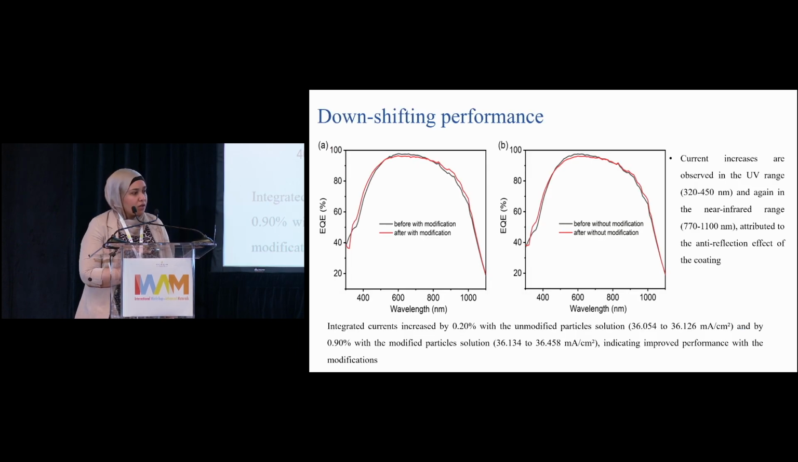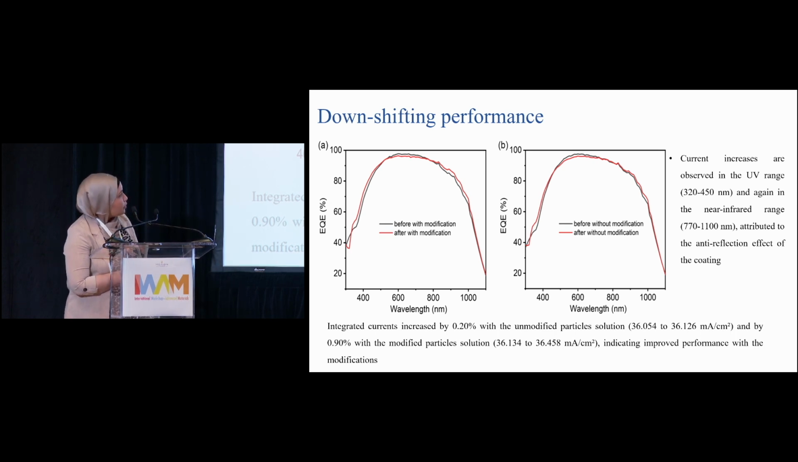Eventually, we applied the particle on top of a commercial silicon solar cell, and here you can see that we measured the EQE of the particles after modification, and you can see the increment of the performance is more significant when compared to the particles without the modification. In case of the modified particles, the increment in EQE was 0.9%, while in case of the unmodified particles it is only 0.2%.